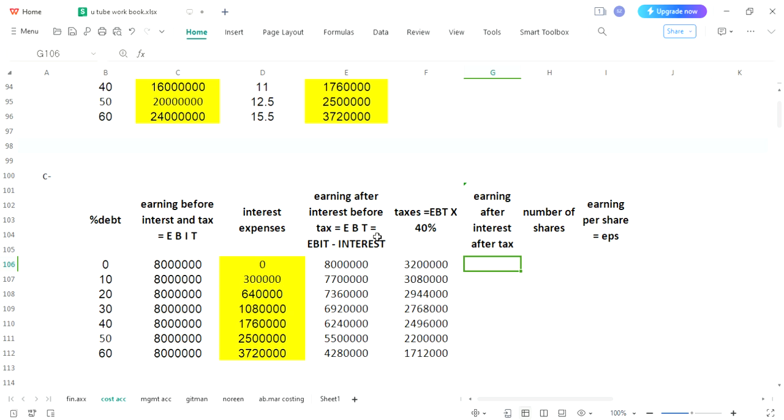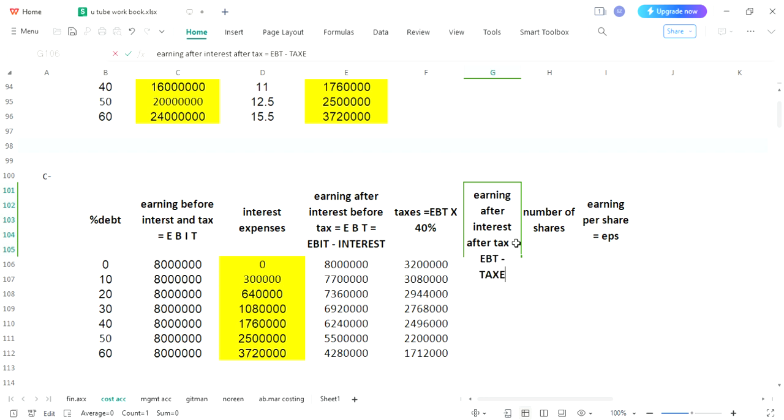This is your earning before tax, and these are taxes. To calculate earning after tax, you will simply subtract taxes from EBIT. Why not we should try it if it can be filled. What we need, EBT, and just subtract taxes from it.